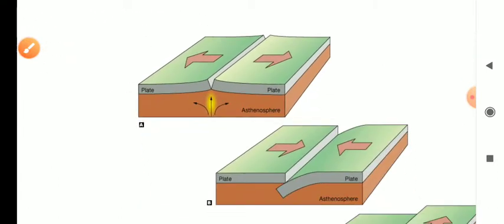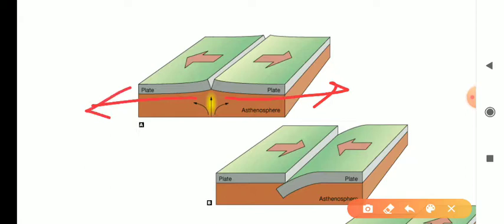Then there is the divergent plate boundary. What happens in a divergent plate boundary? Both plates go apart from each other. That's called divergent. Divergence happens.